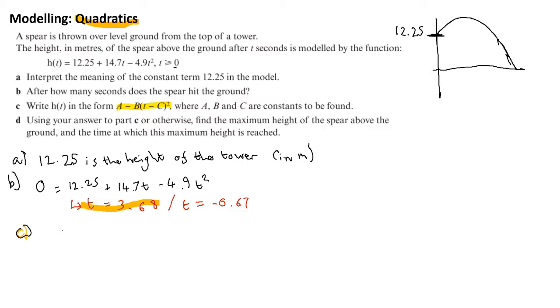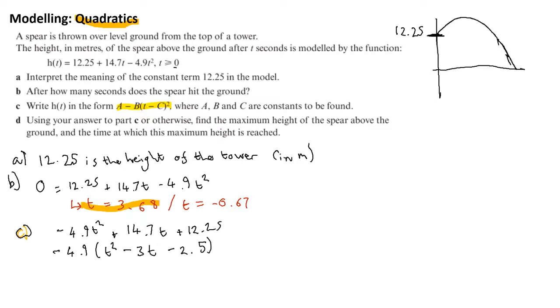So to complete the square, I'm first of all going to rewrite it as minus 4.9t squared plus 14.7t plus 12.25. After that, to complete the square, I'm going to take out minus 4.9 as a factor. So we get minus 4.9 times t squared, and then this would be 14.7 divided by minus 4.9. This would be minus 3t, and then that final term would be minus 2.5.